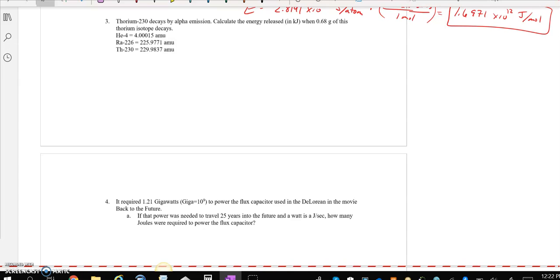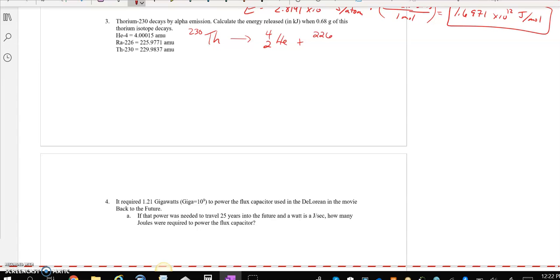Next up, thorium-230 decays by alpha emission. Calculate the energy released in kilojoules when 0.68 grams of this thorium isotope decays. So we need a reaction first of all. So thorium-230 is going to decay by alpha emission, 4,2 in a helium nucleus, which means that our mass number up here needs to be 226.